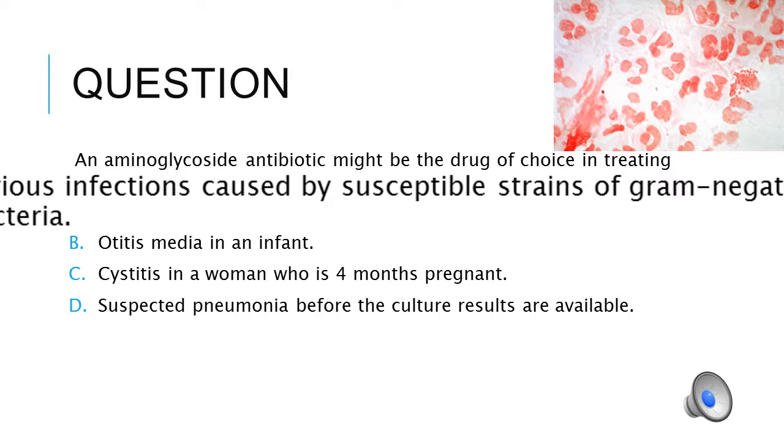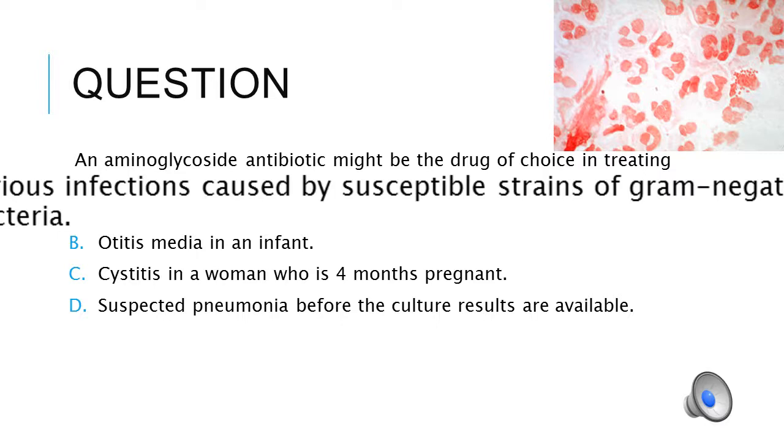Here is a question I found to check your understanding. An aminoglycoside antibiotic might be the drug of choice in treating A. Serious infections caused by susceptible strains of gram-negative bacteria, B. Otitis media in an infant, C. Cystitis in a woman who is 4 months pregnant, or D. Suspected pneumonia before the culture results are available. The correct answer is A. Serious infections caused by susceptible strains of gram-negative bacteria.